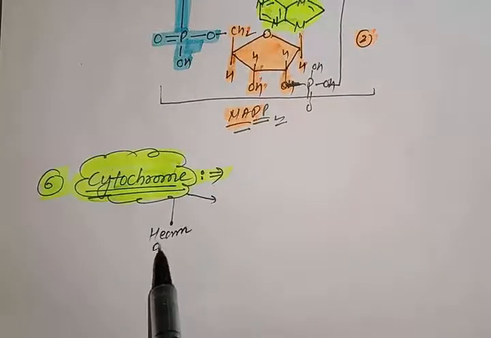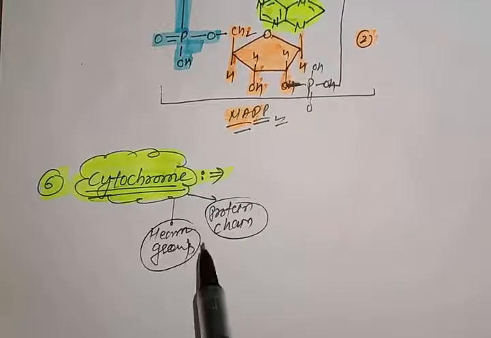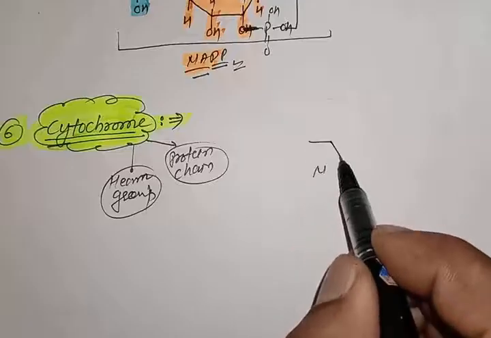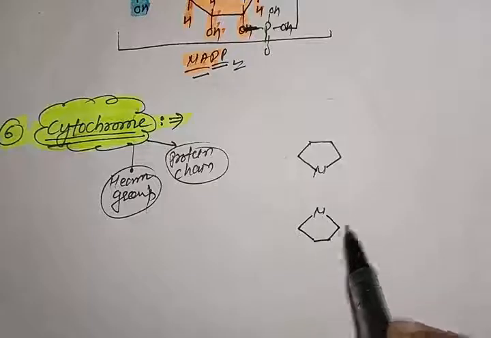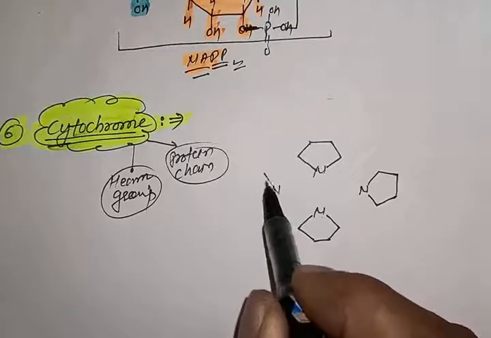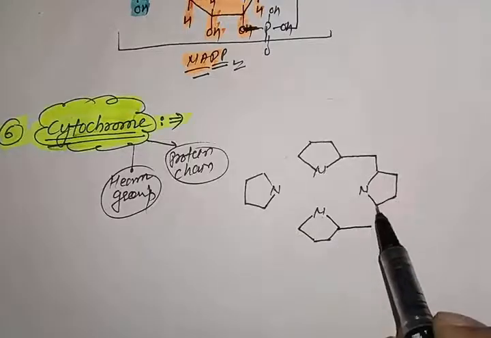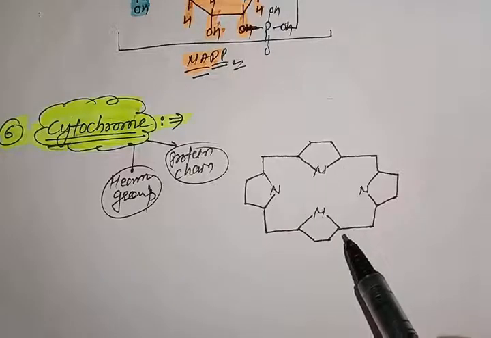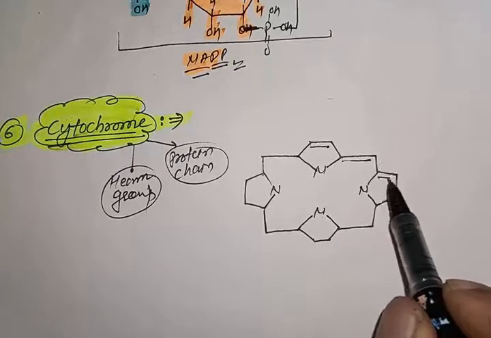The last one is the cytochrome. Cytochrome is made up of 2 groups: the first one is the heme group and the second one is the protein chain. This heme group is made up of 4 pyrrole rings. In each pyrrole ring there is a nitrogen atom, and these are 5-membered rings. Suppose this is our first pyrrole ring, this one is our second pyrrole ring, third pyrrole ring, and finally the fourth pyrrole ring. All these pyrrole rings are 5-membered rings. These pyrrole rings are attached together by a CH2 bridge. This is our CH2 bridge. It is also called a methine bridge. And there are double bonds and single bonds at alternate positions.